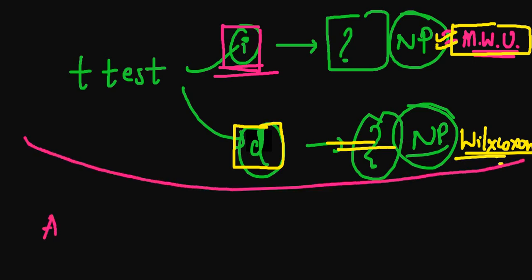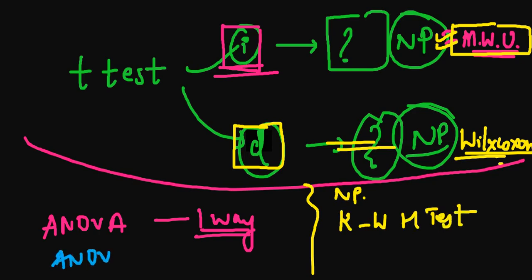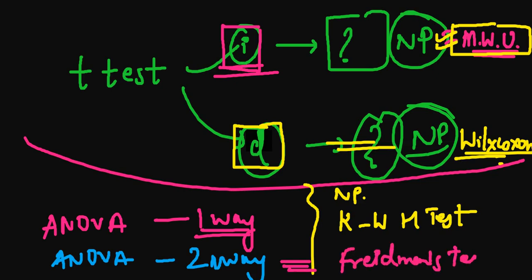Now, for ANOVA, whenever we have one-way ANOVA, what is it? It is a parametric test, obviously. But what is the non-parametric alternative for one-way ANOVA? It is the Kruskal-Wallis H-test. Now, whenever we have two-way ANOVA, tell me in the comments what a two-way ANOVA is. Whenever we have two-way ANOVA, we will use Friedman's test.